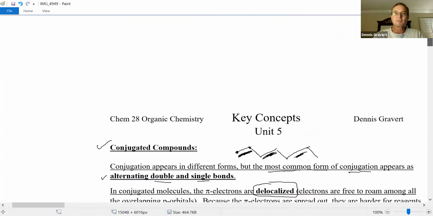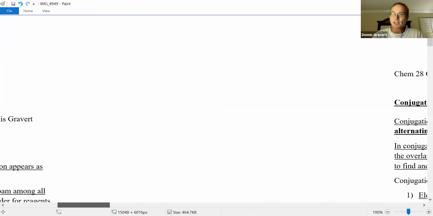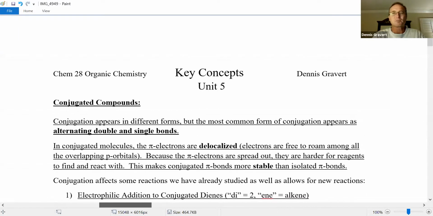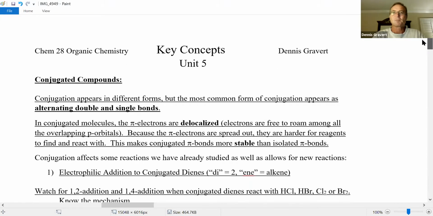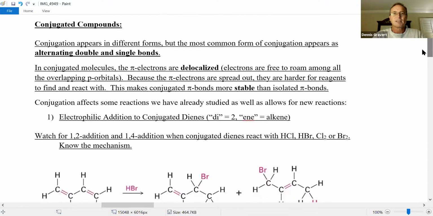All right, so what are some outcomes of conjugation? Well, one, that makes alkenes more stable if they're conjugated. And 2, you can actually get some unusual products because of conjugation. So take another peek at Key Concepts, Unit 5. Here's one of the outcomes of conjugation. It affects some reactions we've already studied. So if we go back to Unit 2, we know about adding HCl, HBr, and HI, Cl2 and Br2 to alkenes. Well, you can still do that.